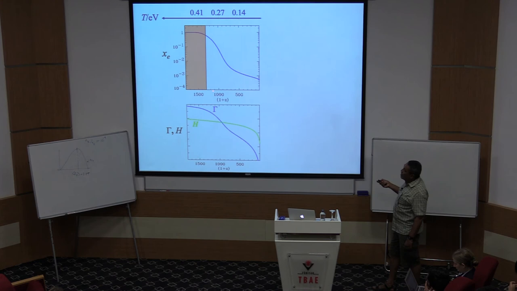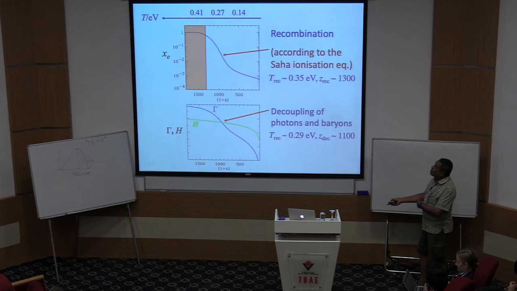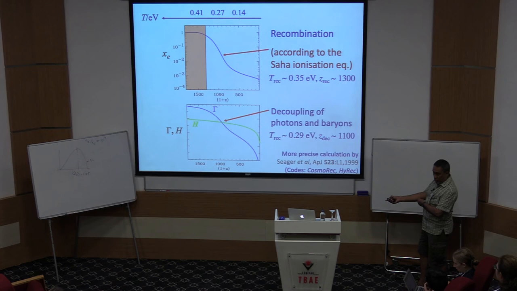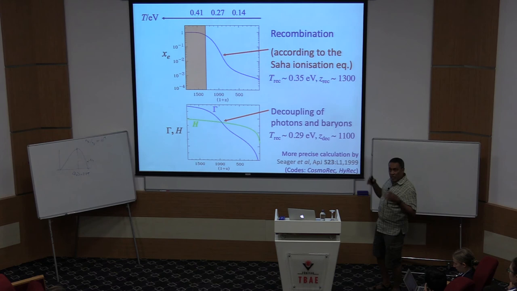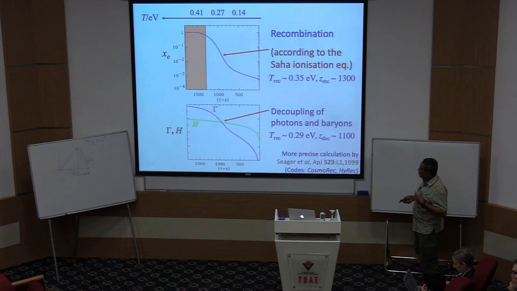And this is where the expansion rate, the scattering rate and the Hubble rate are crossing. If you calculate this temperature, it's of order a fraction of an electron volt. If you want to do this more precisely, there are codes that you can use, which also take into account the fact that there is helium, that recombination is not just to the ground state but can also happen to higher states, and all those complications.